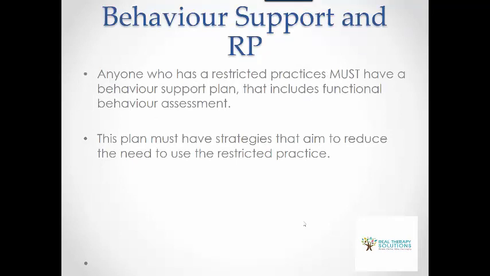Anyone who has a restricted practice must have a behaviour support plan that includes a functional behaviour assessment, and the plan must have strategies in it that aim to reduce the need to use the restricted practice. So we don't just put a restricted practice in place after doing all our assessment, justifying it and go, there it is, it's there for good. It needs to be reviewed, and we need to put plans in to aim to reduce the need for it. So if someone's behaviour function is anxiety, they're highly anxious and their behaviour is driven by that, then we need to be putting strategies in the behaviour support plan that address that anxiety, evidence-based strategies that look at reducing their anxiety, so hopefully we won't need the restricted practice in the future.